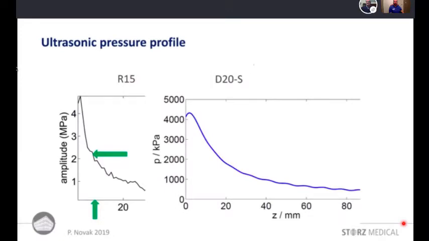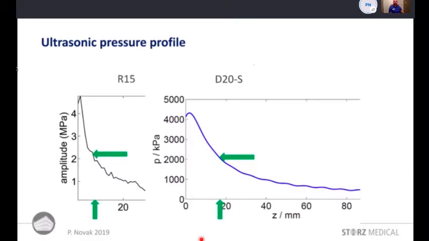Now you can see another transmitter, the D20S. This is a transmitter with an elastic, soft attachment between housing and transmitter. And you can see that the maximum pressure is slightly lower compared to the other one, but the decrease in the amplitude is slightly slower. That means that if you again take 50% of the maximum, the penetration depth is slightly higher, almost 20 millimeters.